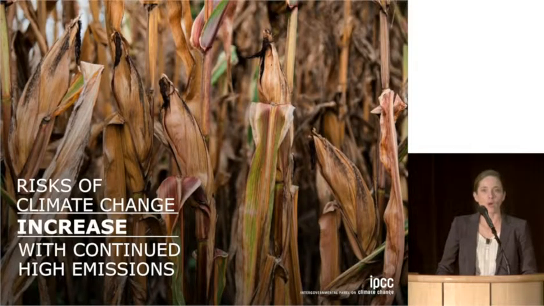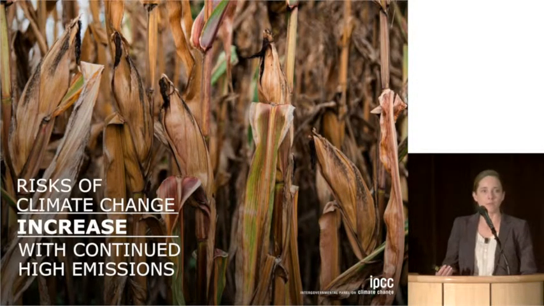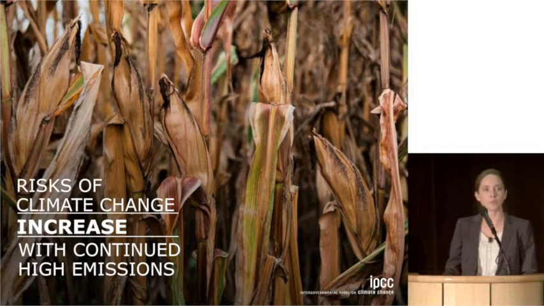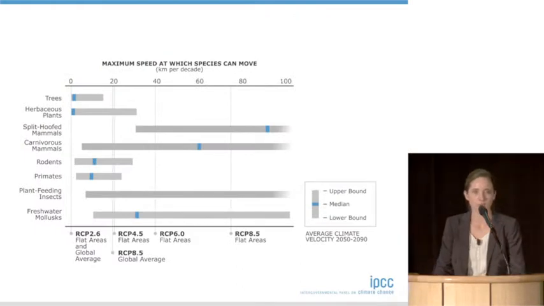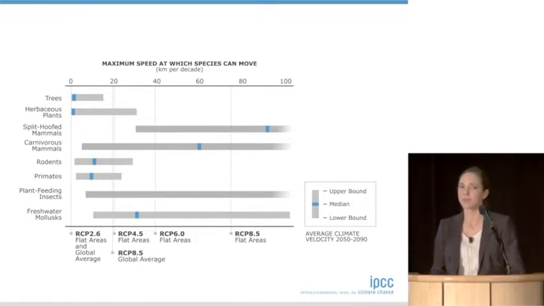Many of the risks go up with continued high emissions, but the flip side of that is that limiting the rate and magnitude of climate change reduces risks. Especially ambitious mitigation in the near term can play a profound role in reducing risks in the second half of the 21st century. In the next 3 slides, I'd like to take a deep dive into some of the data supporting the assessment. So biodiversity risks.